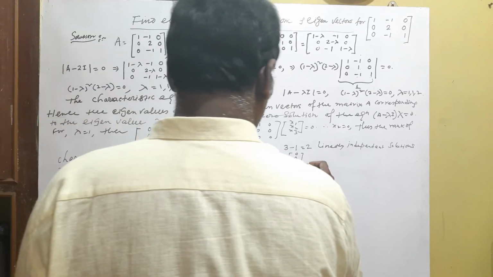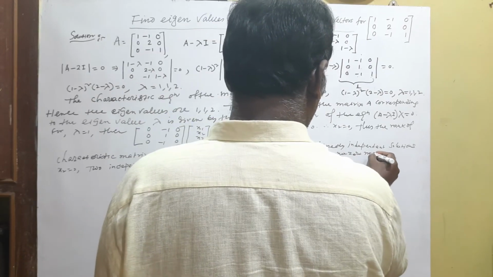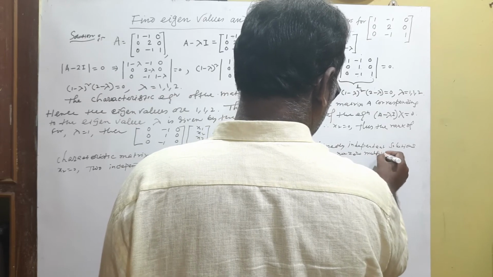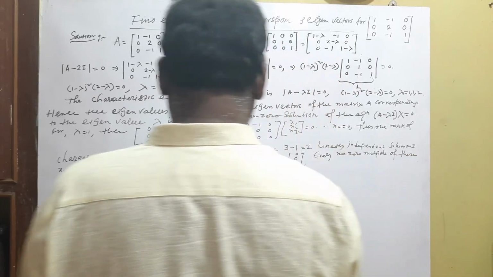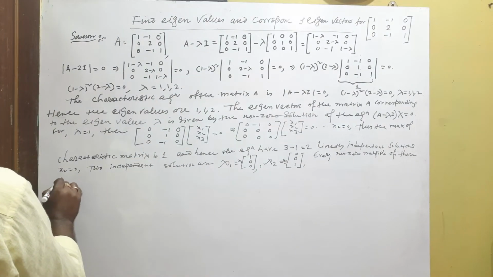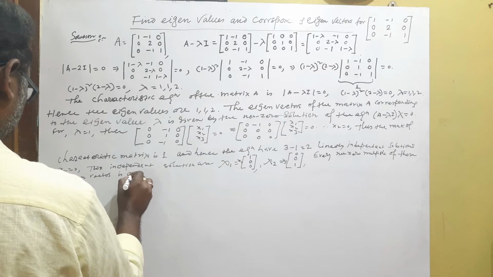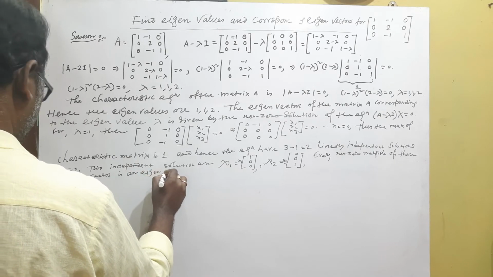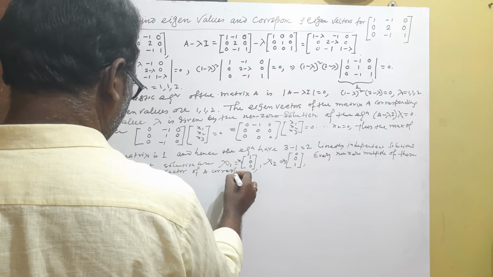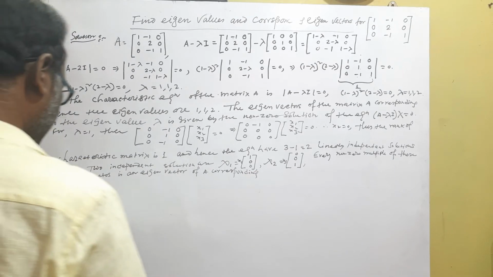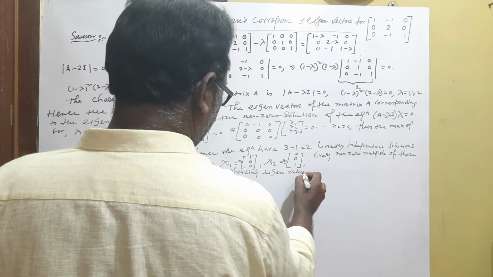So every non-zero multiple of this column vector is an eigenvector of A corresponding to the eigenvalue lambda equal to 1.